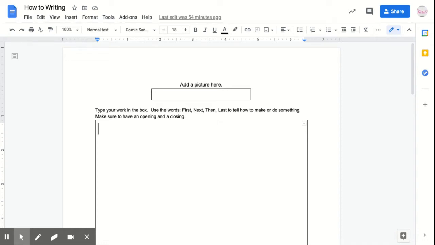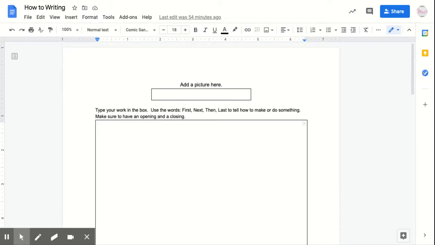Hello, my writers. Today we're going to be working on doing our own how-to writing. And I wanted to model one for you. So we have a place up here where we can add our picture. Okay, remember your picture should go along with your writing. It should have something to do with what you're writing about.